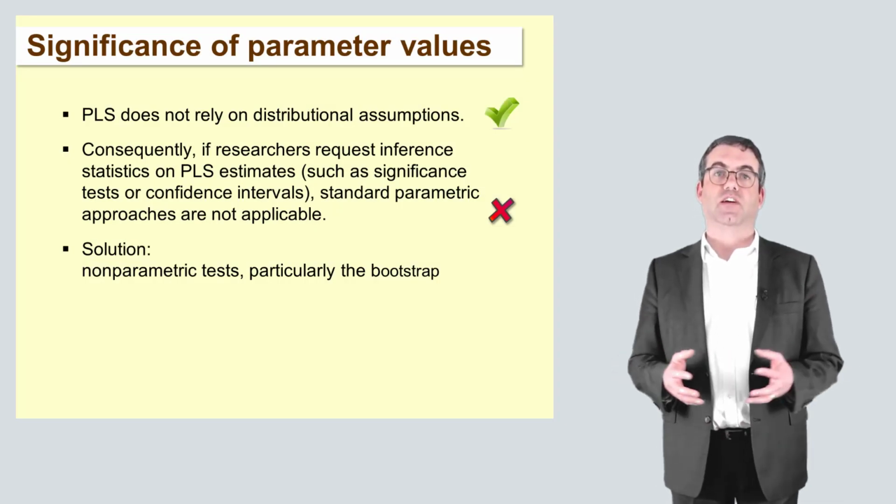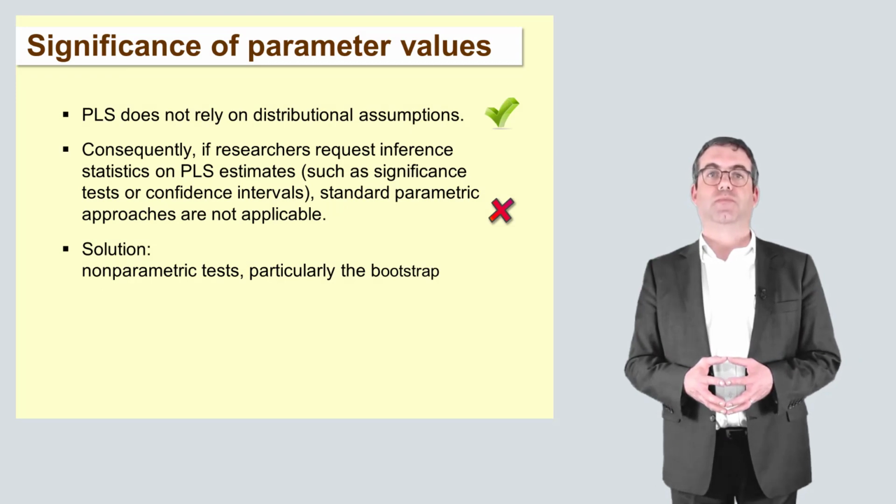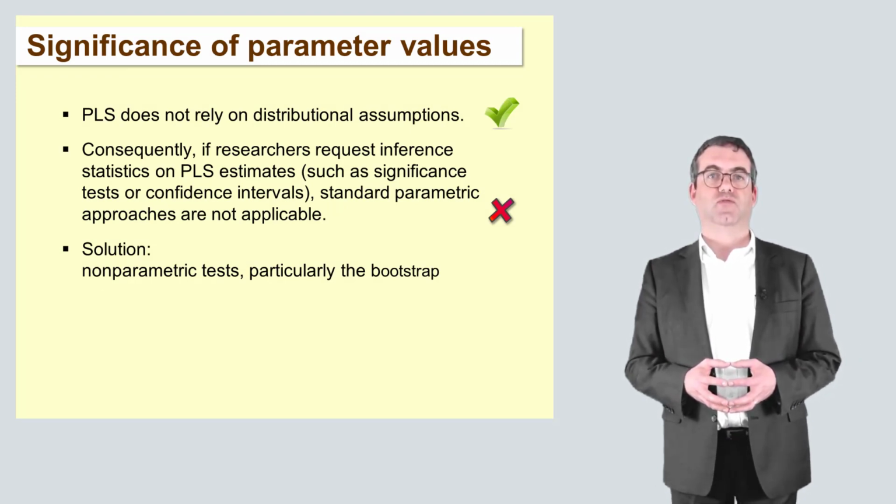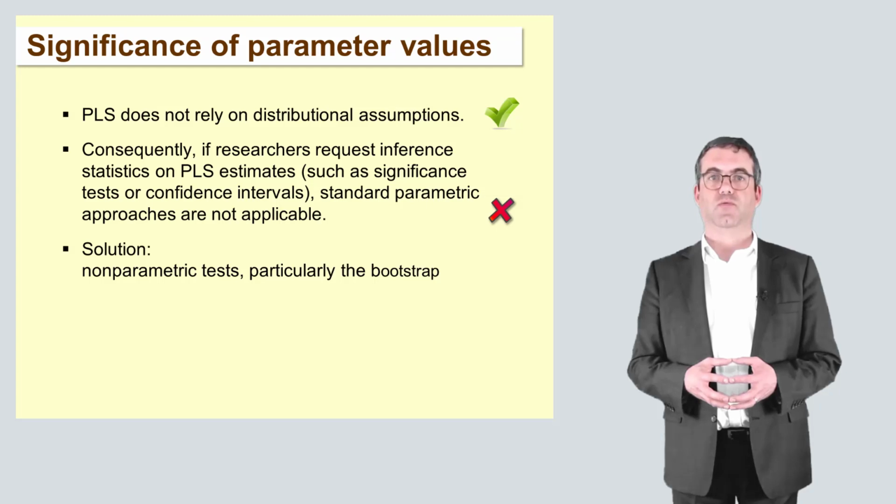PLS, GSCA, and many other composite-based structural equation modeling estimators do not make distributional assumptions. This is nice when it comes to requirements for the data, because you can apply these methods to skewed data, to kurtotic data without many problems. However, it fires back when it comes to inferential statistics. You cannot rely on parametric assumptions if you didn't make them before with regard to the data.